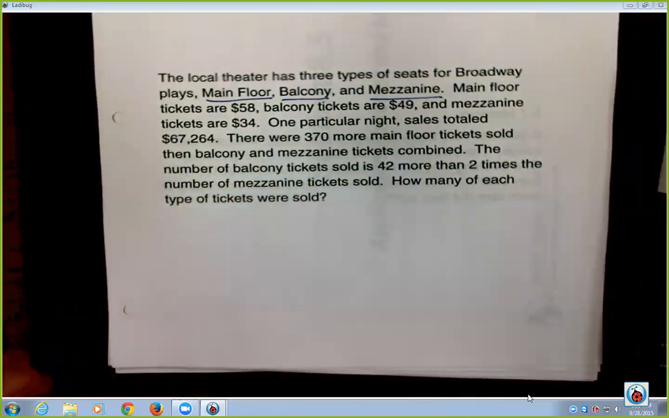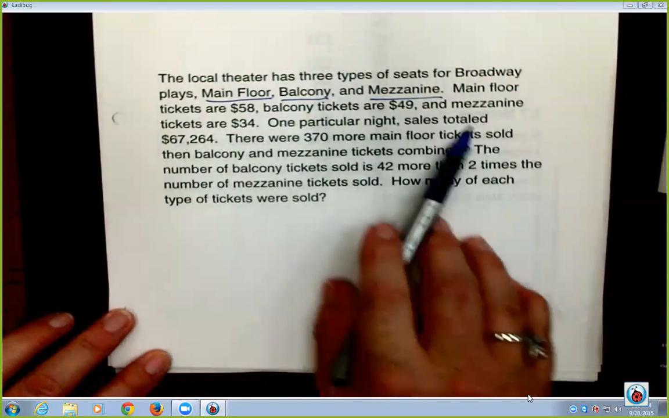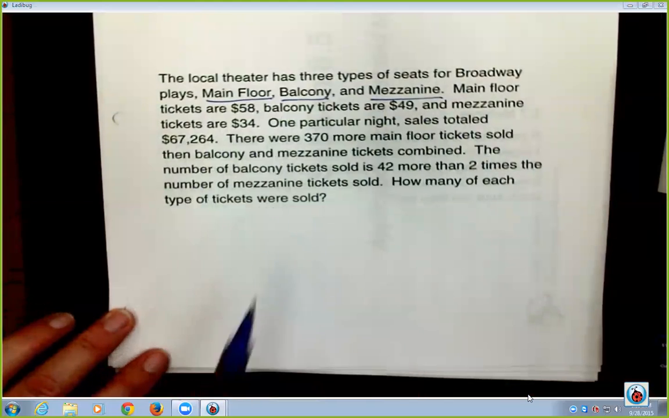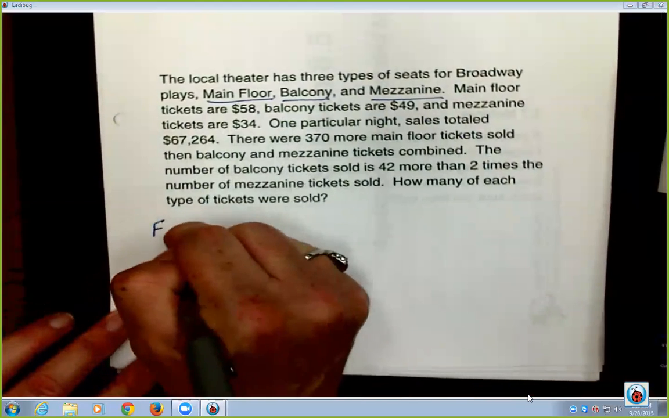What letters do we want to give those? Now this one's crucial that you get into putting some meaning to your letters. Don't just use X's, Y's, and Z's. You will get it all confused when you get down here. Okay, pardon? Okay, F for main floor.